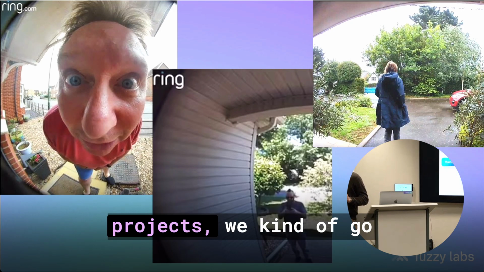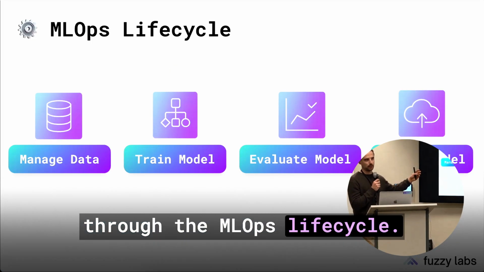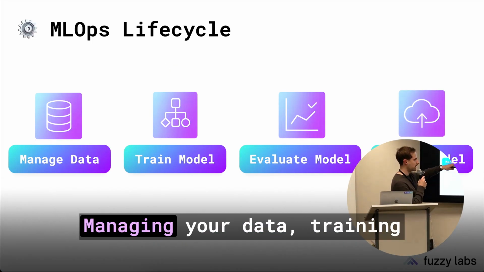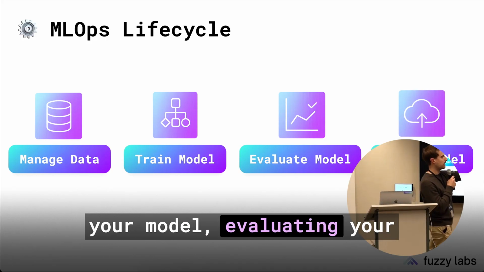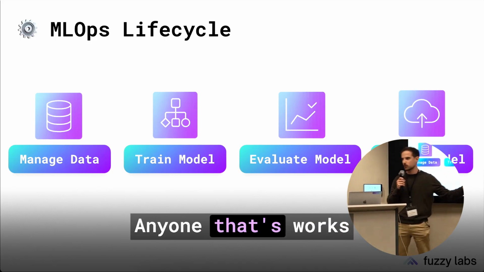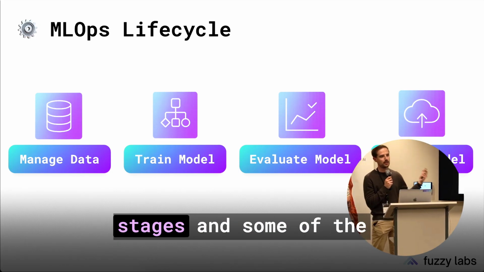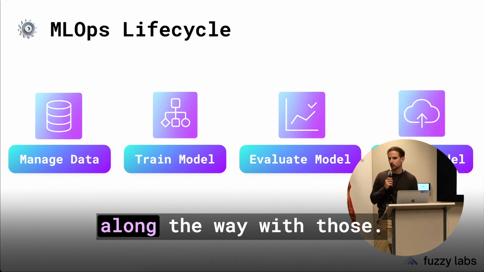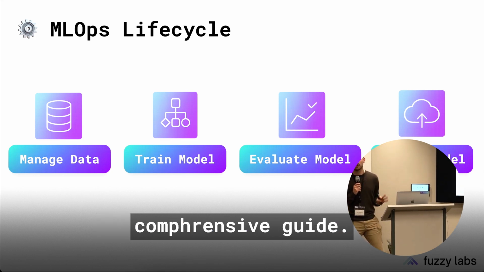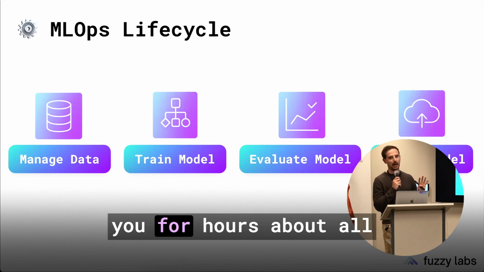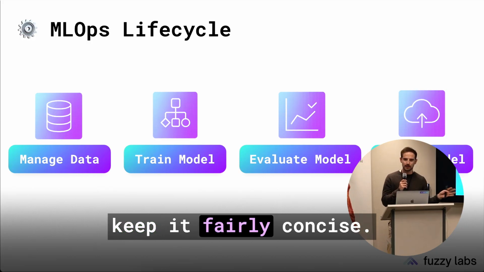Just like any other project, we go through the MLOps life cycle. There are a few different stages to that: managing your data, training your model, evaluating your model, and deploying your model. Anyone that's worked with ML before is very familiar with that. So I'm just going to walk you through each of those stages and some of the things that we've learned along the way. It's not going to be a comprehensive guide. I could probably talk to you for hours about all of this, so I'm going to keep it fairly concise.